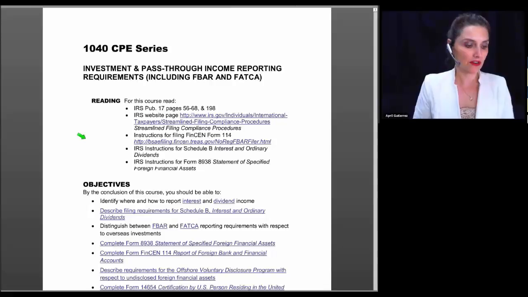So about half of our class is going to be devoted just to FATCA and FBAR and some of the streamlined compliance programs that have come into being. Then we'll spend the other part of class actually looking at the mundane business of reporting interest and dividend income and the rules around it.